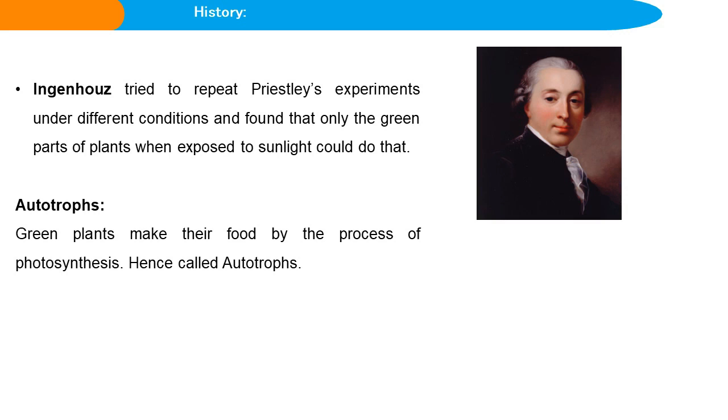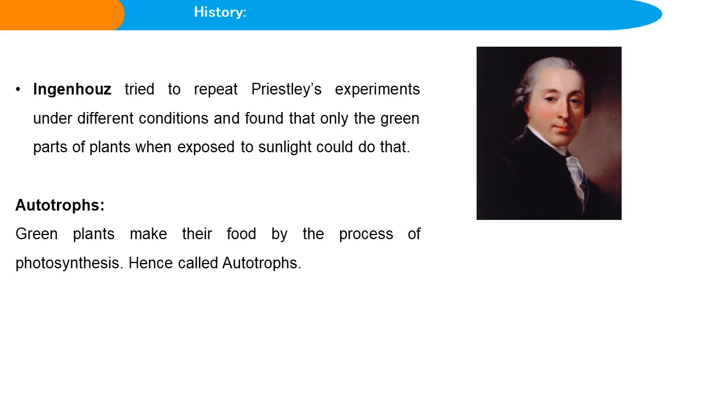Now coming to the next topic, that is autotrophs. The green plants are called autotrophs, children. Why? Because they prepare their own food by the process of photosynthesis. So auto means self, troph means food. That means green plants prepare their own food by a process called photosynthesis. Hence plants are called autotrophs.